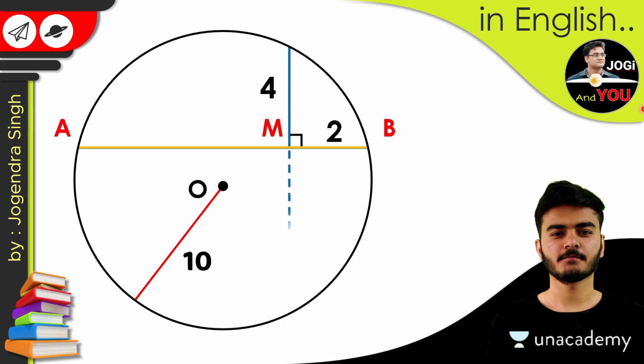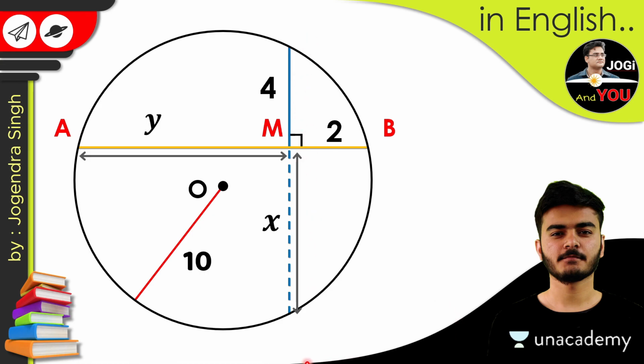So let's extend this blue chord to the downside. Now we have two mutually perpendicular chords, the first one is yellow and the second one is blue. On these chords, the upper part is 4 and the right part is 2. We don't know the length of the down part and the left part, so let this length be x and this length be y. There is a relation between mutually perpendicular chords: the product of the two parts of one chord is equal to the product of the two parts of the second chord.